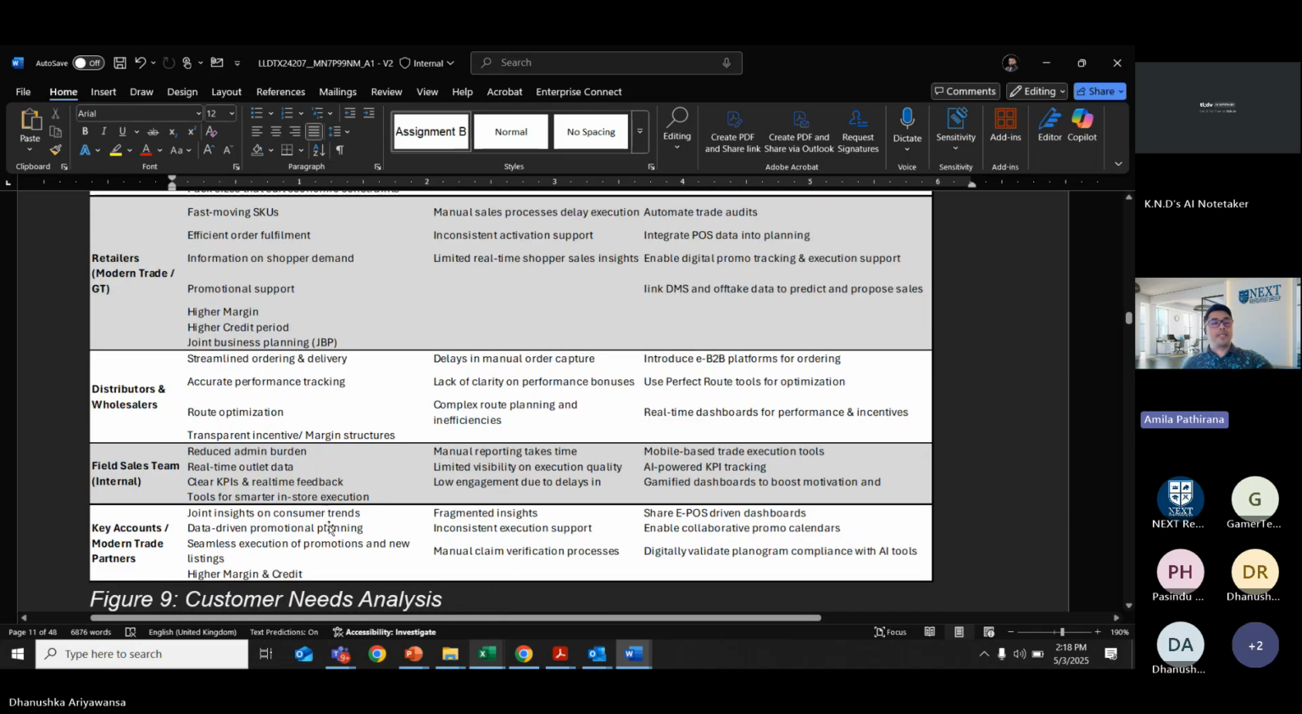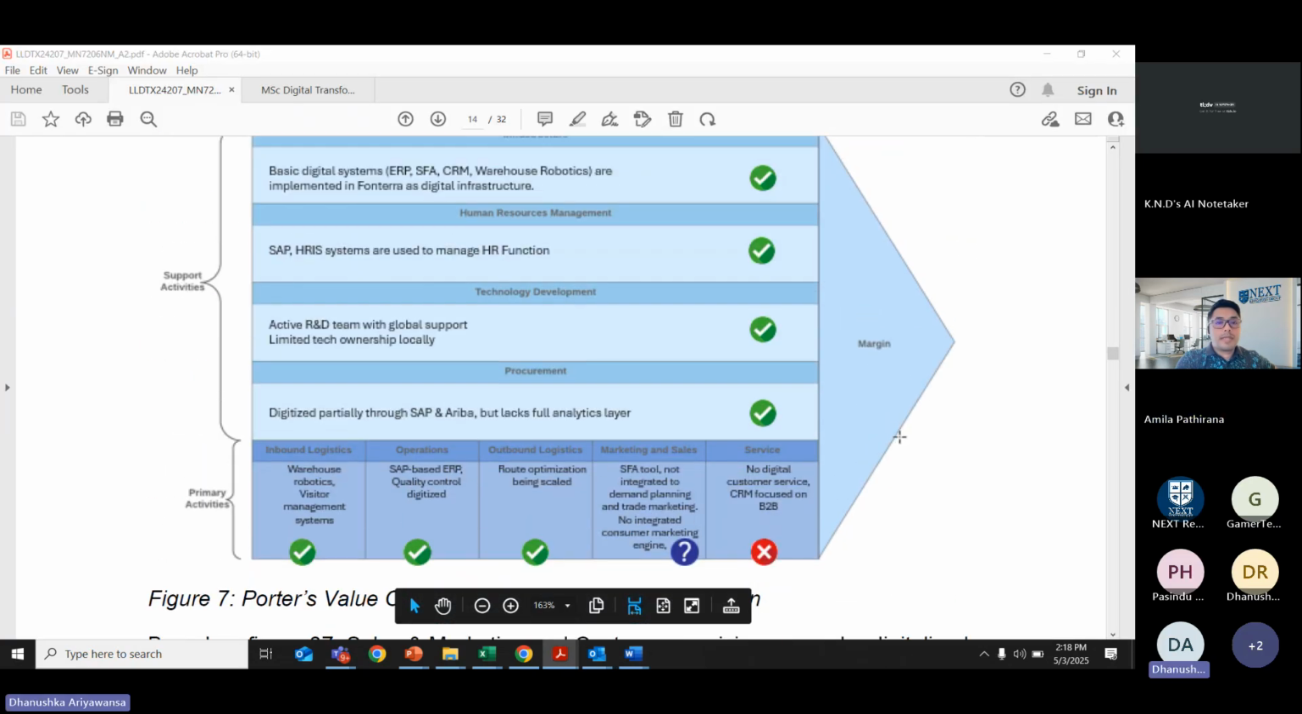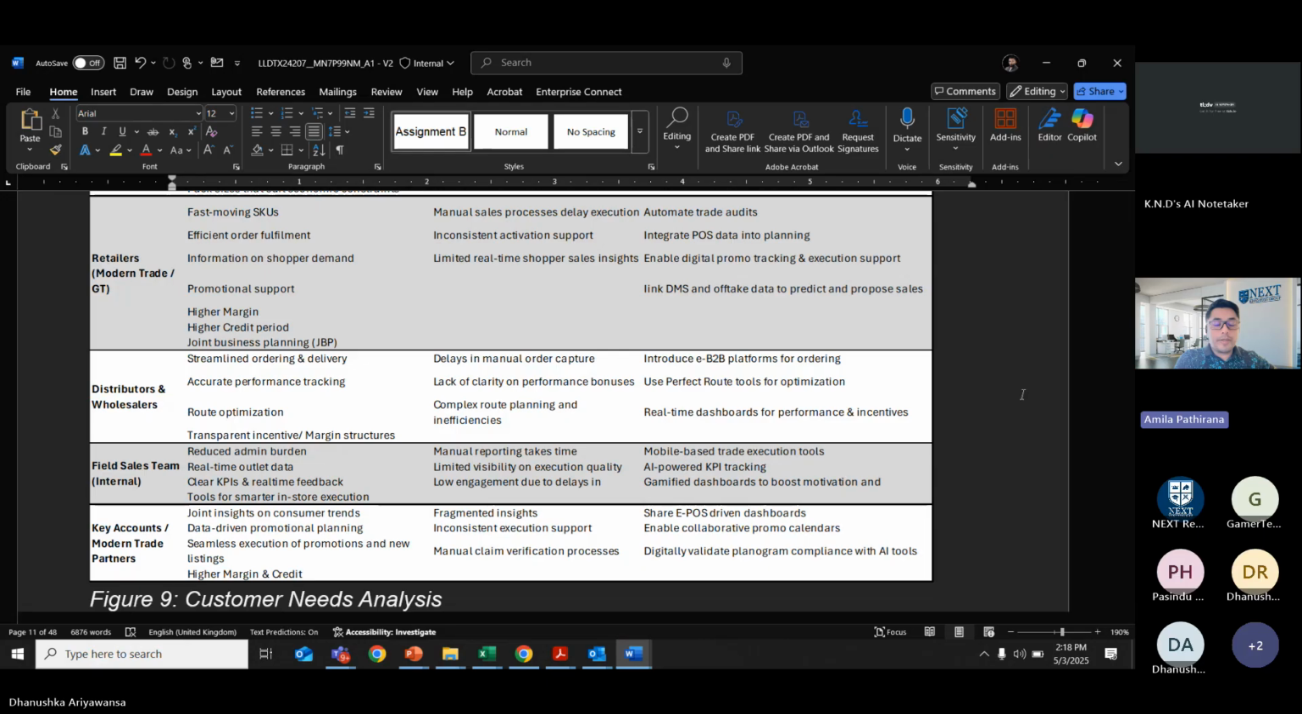Then you remember the value proposition canvas that we spoke about? Yes. So you have the business model canvas, and right in the middle you have the value proposition. So what I'm saying is, Anushka, in your value proposition you had certain things: pain relievers, pain creators, and gain creators.